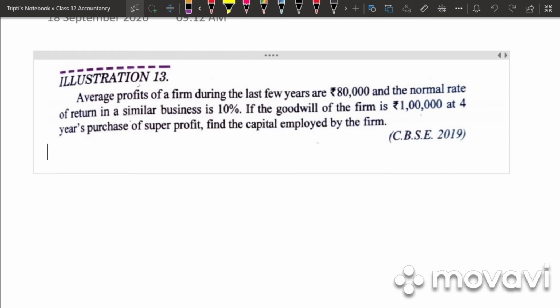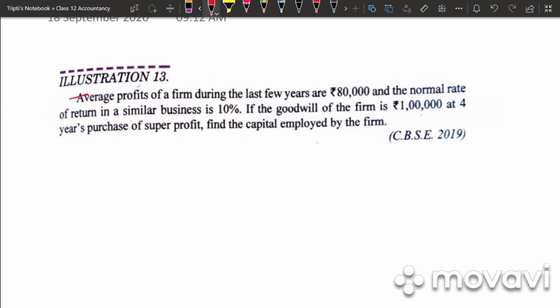Next, illustration 13. Average profit of a firm during the last few years is 80,000 and normal rate of return is 10%. If the goodwill of the firm is 1 lakh at 4 years purchase of super profit, find the capital employed. So in this case, we know the average profit, we know the normal rate of return, we know the amount of goodwill, we know 4 years purchase.